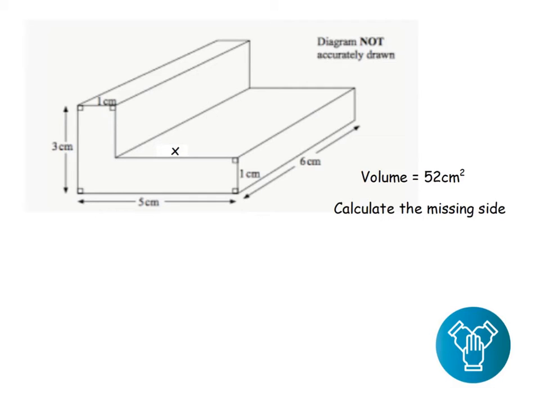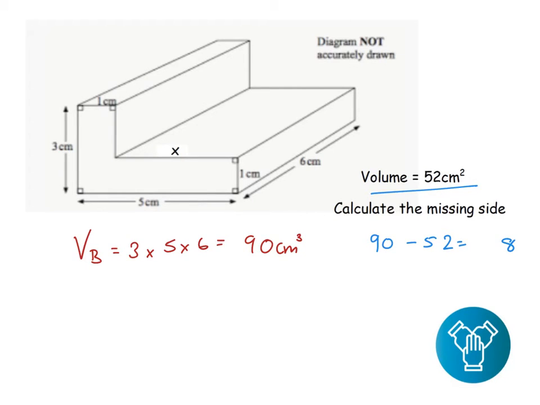So the volume of the bigger shape is 3 times 5 times 6, which gives us 90 centimetres cubed. Now using that answer, 90, we can take away the 52 that's given to us from the question, and that's going to give us 38 centimetres cubed. So the volume of the smaller shape has to be 38.